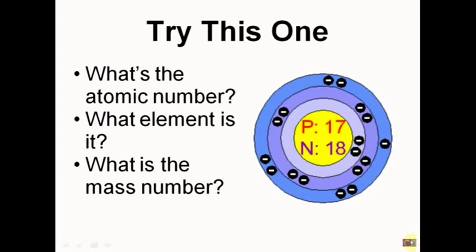Okay, here we go. This is the element number 17. It has 17 protons and 18 neutrons. Couple questions here. What is the atomic number? What element is it? And what is the mass number? So take out your periodic tables, press the pause button, and give this a shot.